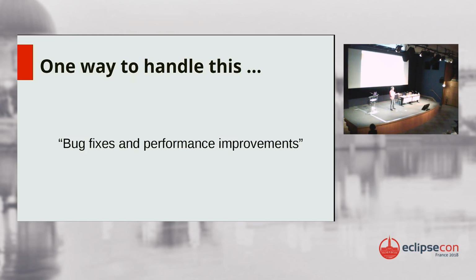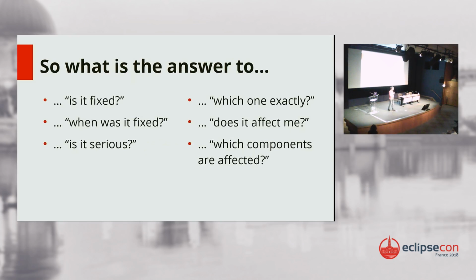So one way to handle this is pretty simple. You just write in the changelog: bug fixes and performance improvements. No worries, no one will notice, because you have a look at the changelog and you don't have any specific information in there. I don't think that's the right way to do it, because there are answers missing to questions like which components are affected, does it affect me, and what actually was wrong. If you just put in something vague, you have no idea how serious that is.